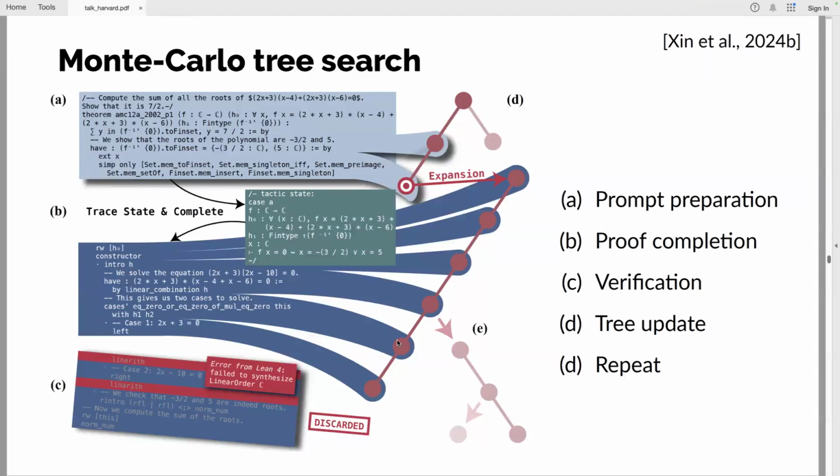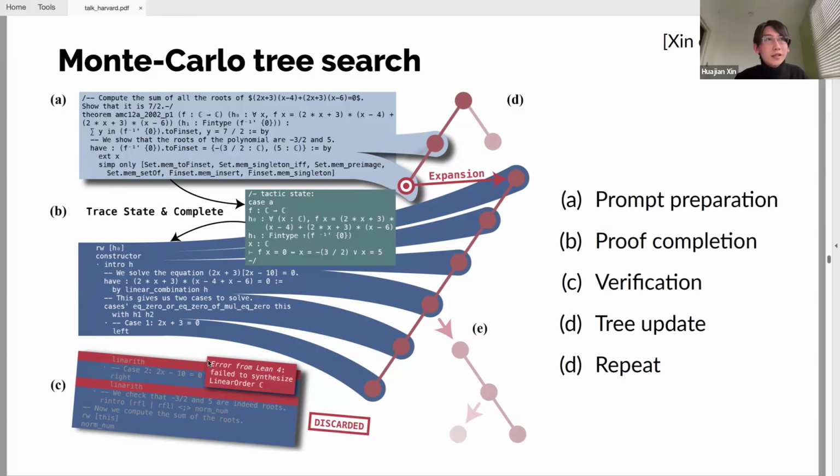So when you backtrack, or rather it's not backtracking, it's Monte Carlo tree search, when you branch, do you only branch on tactics that failed, or can you branch on any tactic? Because sometimes a higher-up tactic can cause a lower tactic to fail.